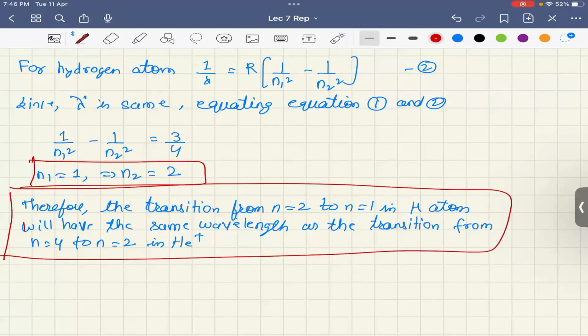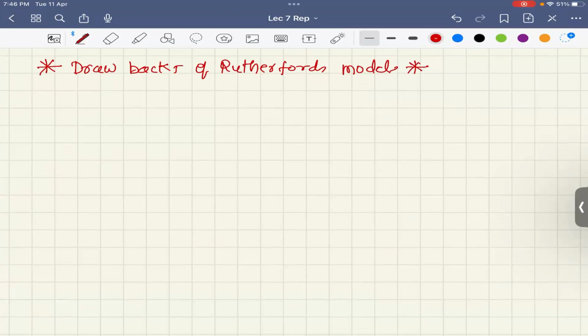Right. So the next topic which we are going to study is the drawbacks of Rutherford's model, right? I'm just going to give an overview of this. According to Rutherford's model, an atom consists of a heavy positively charged nucleus surrounded by negatively charged electrons moving around it in a circular path, right? So this model was analogous to the solar system, where the nucleus may be compared to the sun and the electrons to the planets. The Coulombic force between the nucleus and the electron would be given by this expression, right?